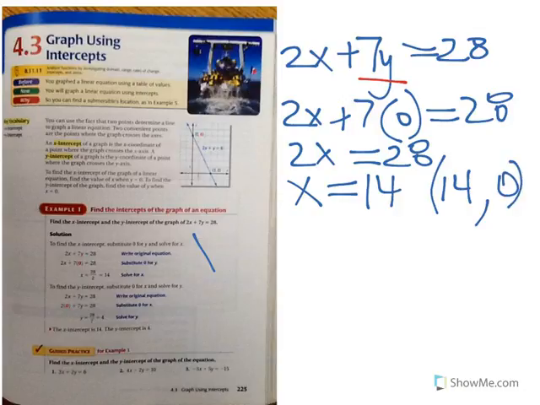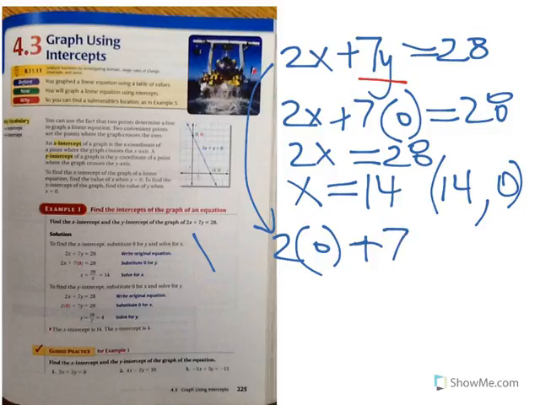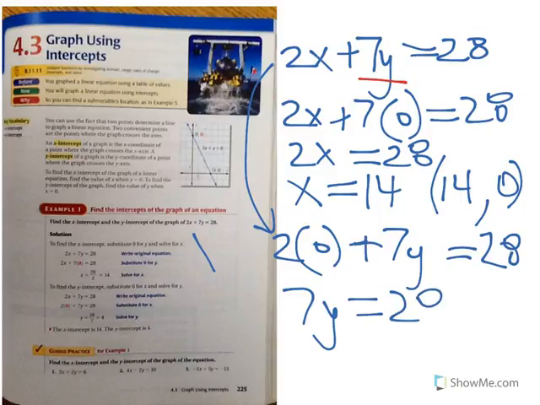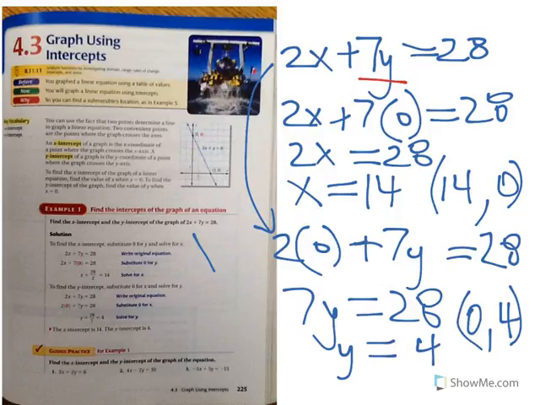So now we're going to do this with the y-intercept. And for the y-intercept, it's the same thing. We still use this equation, but instead 0 is going to be the x value, because that means it's going to cross the y-axis when x is 0. So now, again, it's going to be 7y is equal to 28. So y is just going to be equal to 4. And so the point at which it crosses the y-axis is going to be 0, 4.